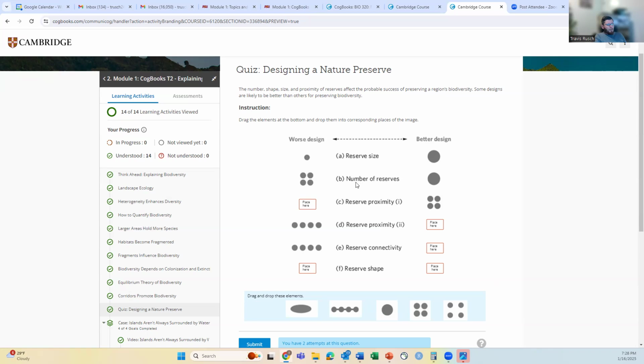B, they did it for us. So for the number of reserves, they're saying one big one is better than four small ones. And why is that?